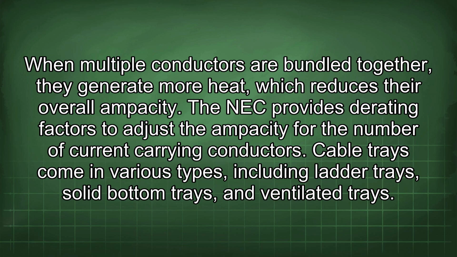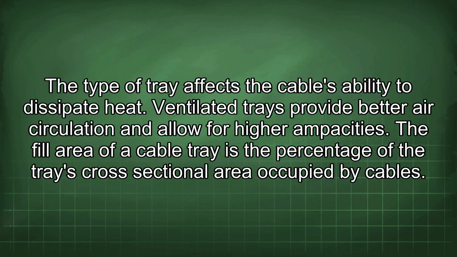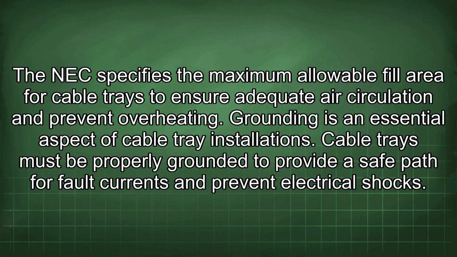Cable trays come in various types, including ladder trays, solid bottom trays, and ventilated trays. The type of tray affects the cable's ability to dissipate heat. Ventilated trays provide better air circulation and allow for higher ampacities. The fill area of a cable tray is the percentage of the tray's cross-sectional area occupied by cables. The NEC specifies the maximum allowable fill area for cable trays to ensure adequate air circulation and prevent overheating.